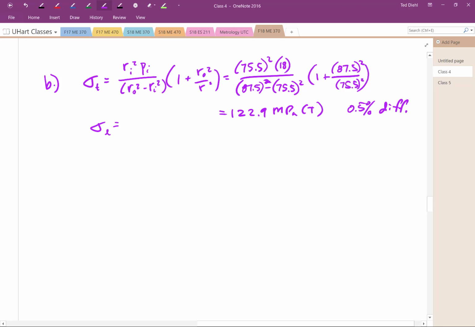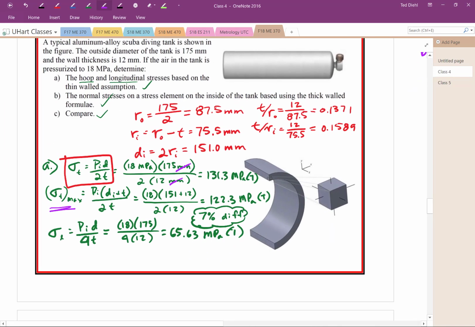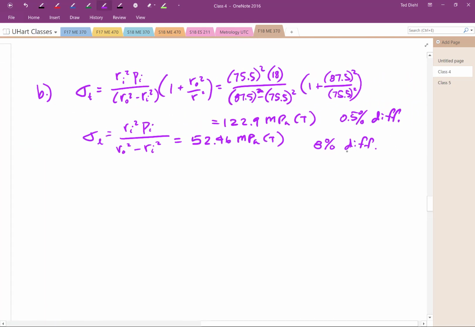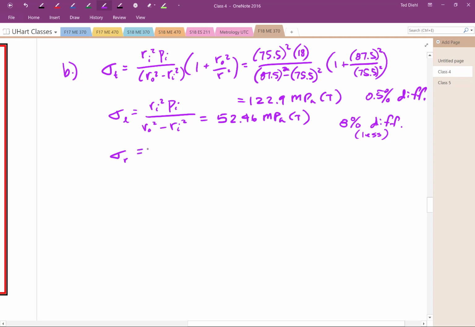The longitudinal version of this is, I think I'm writing it wrong, I think it was r_i squared p_i divided by r_o squared minus r_i squared. You can plug numbers in just as easily as I can. So if we do that, 52.46 megapascals in tension. And we'll note that that's about an 8% difference. In this case, it's less again, right? We had 52.46, and our approximation with thin-walled was 65.63. We have a lower value, which is important to note. And then lastly, the radial is just going to be 18 megapascals compression.